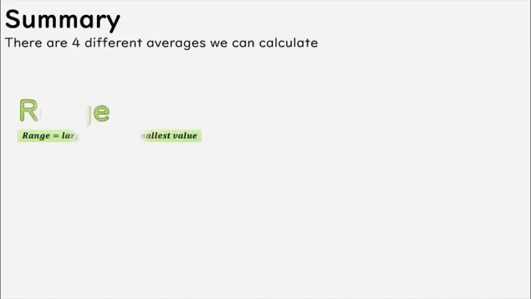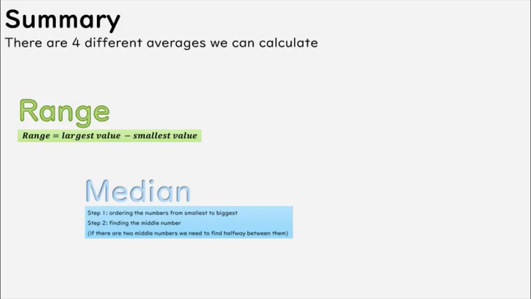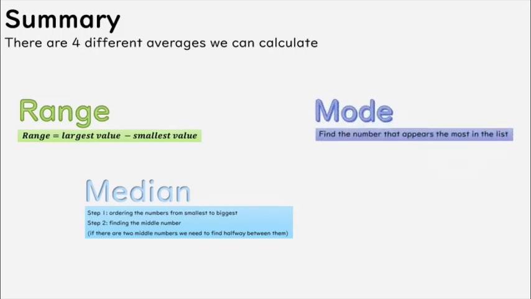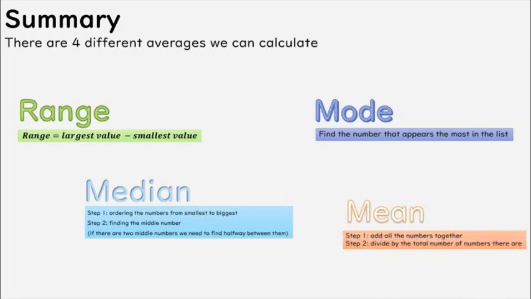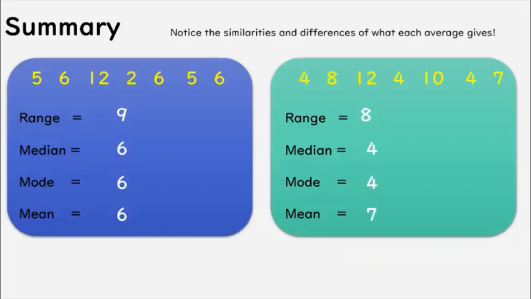So for summary, we've got the range, which was the largest, take away the smallest, the median, where we order the numbers and find the middle, the mode, the most appearing number, and the mean, adding the numbers together and dividing by the total there are. So there's 4 different types of averages there.